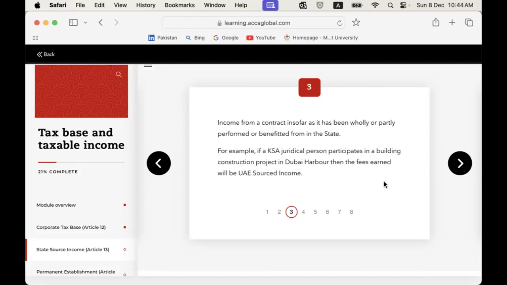So the result is that these non-residents who are earning UAE sourced income are going to go scot-free. No tax will be deducted from their payments. They will not register. It's a sweet tax-free income for them. That is the consequence of it.